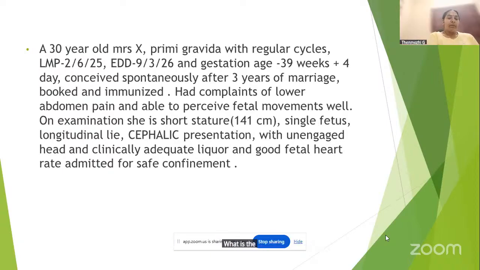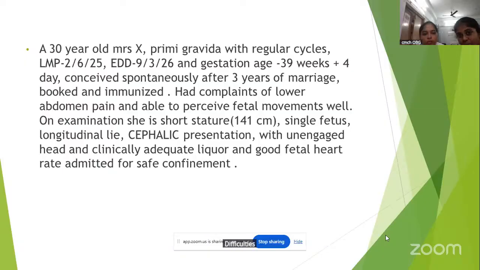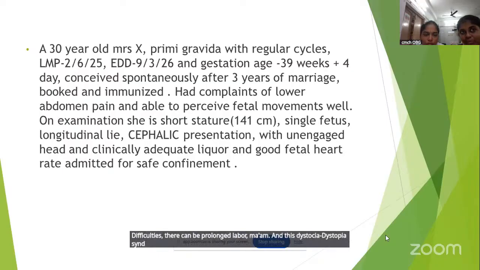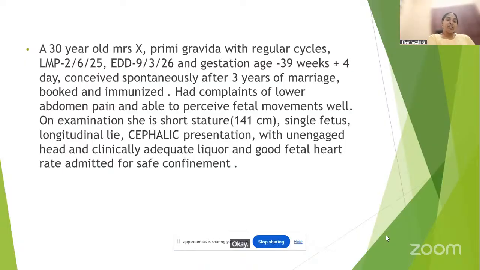What are the difficulties during labor? There can be prolonged labor, ma'am. In this dystocia syndrome, women will have an android pelvis, ma'am. So they can go for deep transverse arrest and obstructed labor, ma'am.